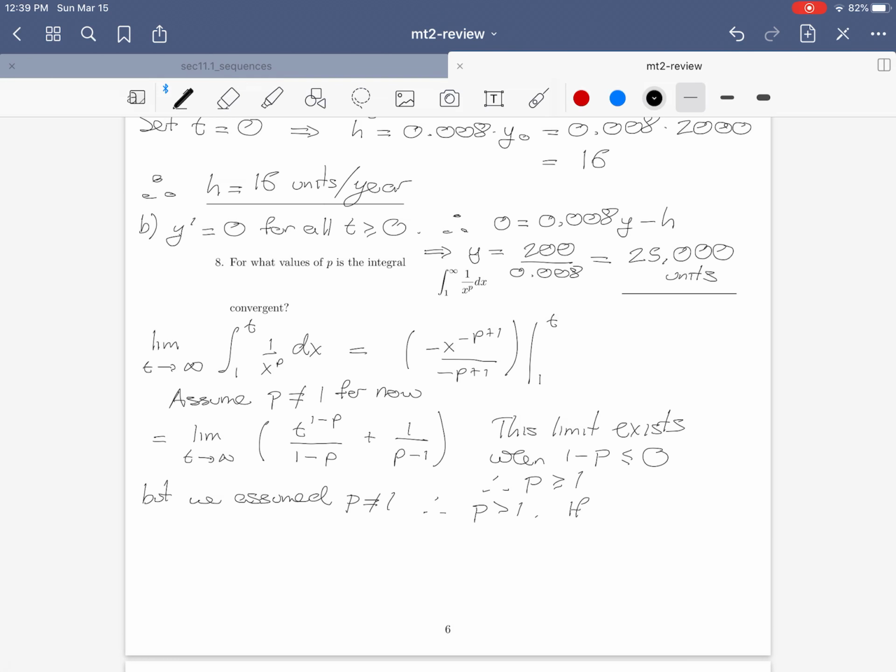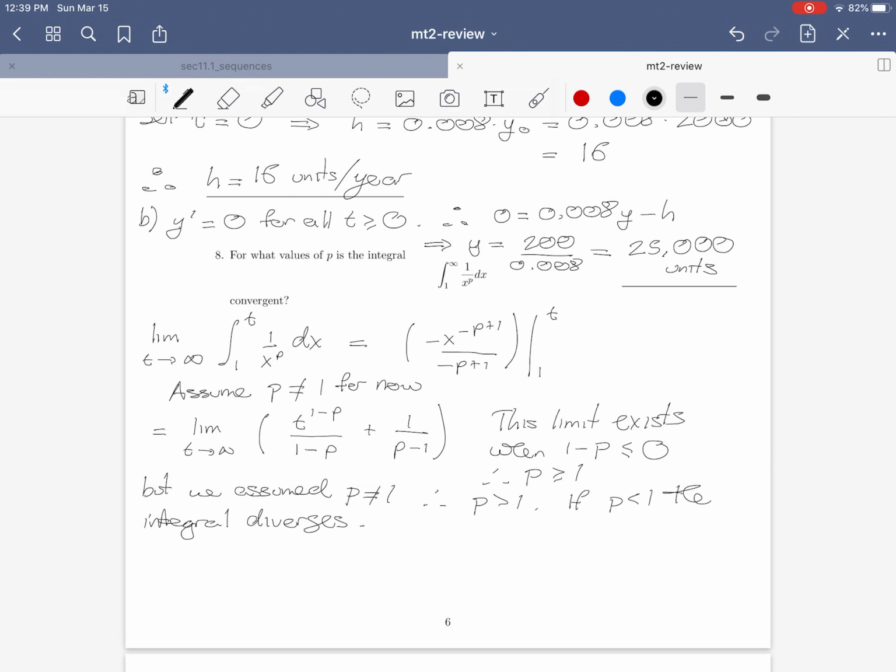And if p is less than 1, the integral diverges. So we've determined that when p is less than 1, the integral diverges, and when p is greater than 1, the integral converges. The only case that we need to look at is when p is equal to 1. So let's consider p equals 1.